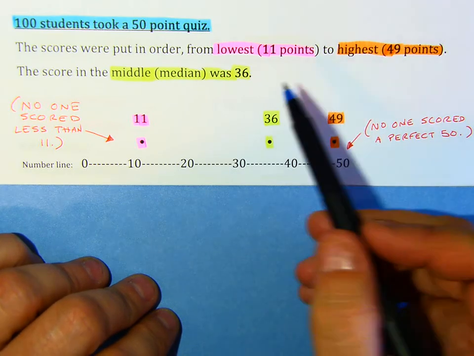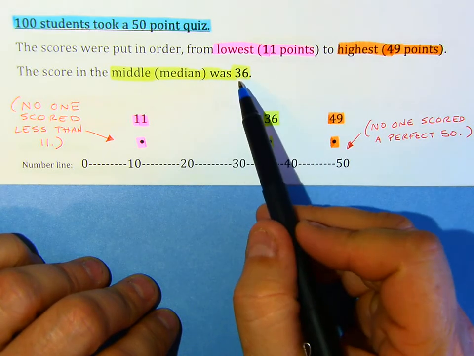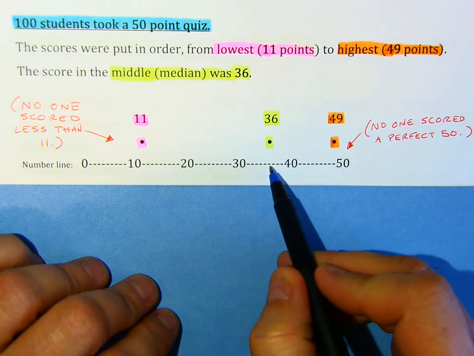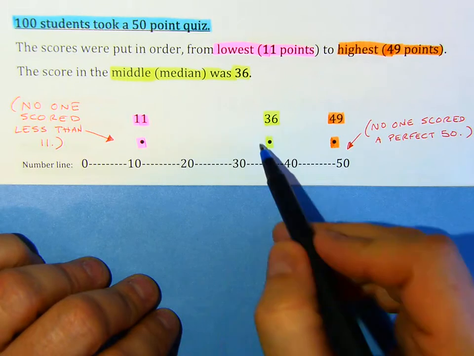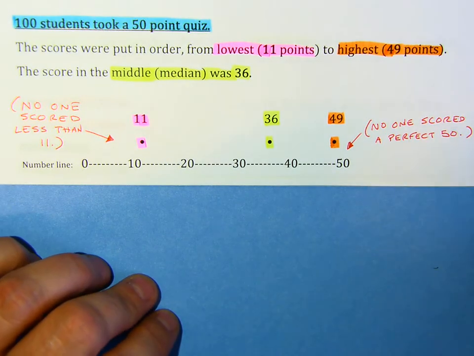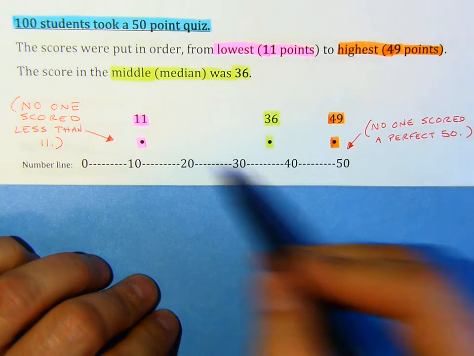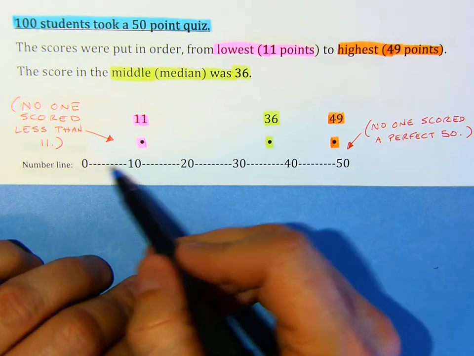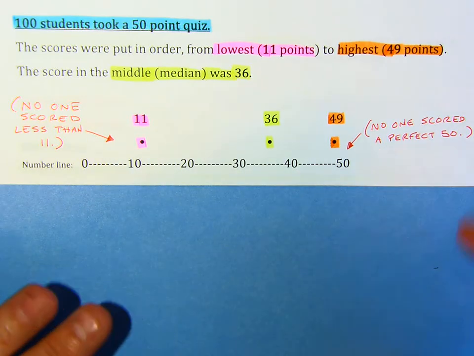And the score in the middle, or the median number, was 36. So I put it somewhere between 35 and 36. Okay, there we go. So we have our 3 dots, and I've color-coded them. Those are 3 data points. You need to find those 3 data points first: the lowest, the highest, and the median. Nobody scored less than 11. No one scored a perfect 50.